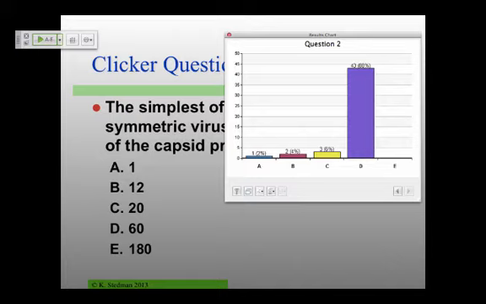So what's the simplest of the icosahedral symmetric viruses, or I should say virions? K equals 1, exactly. And so those have how many subunits per icosahedral face? 3, because there are 20 faces on an icosahedron. So 3 times 20 is 60.